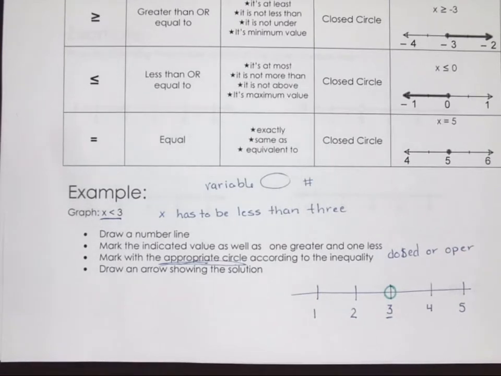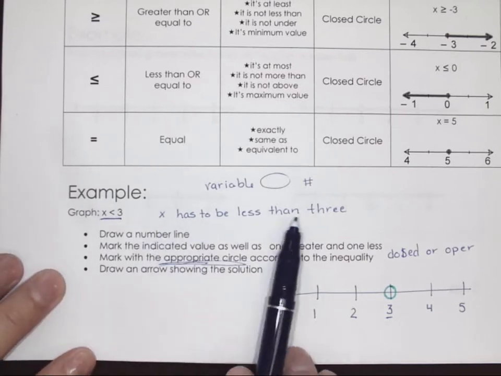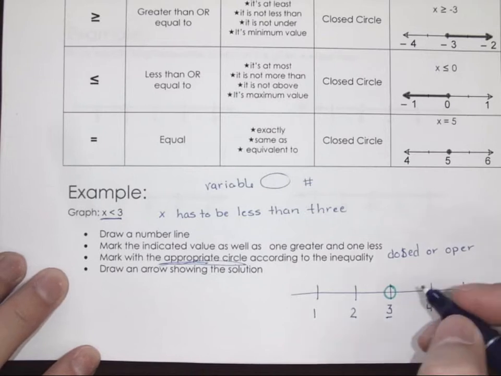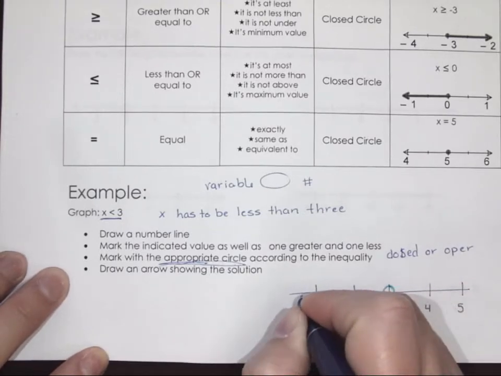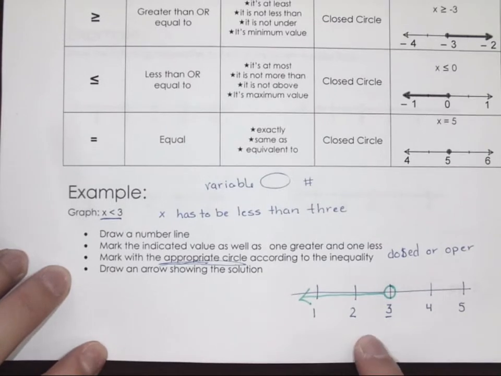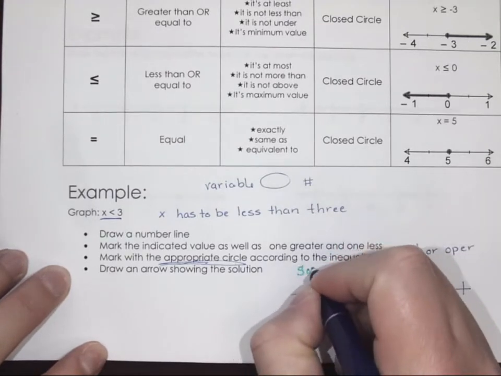And then the arrow is going to point in the way that makes sense. So x has to be less than 3. So all values have to be less than 3. Well, the less than values are in that direction. So that's my solution. That's the solution on the number line.